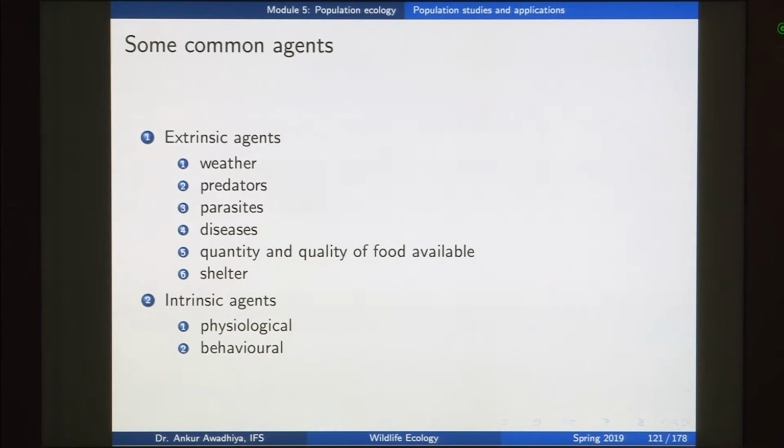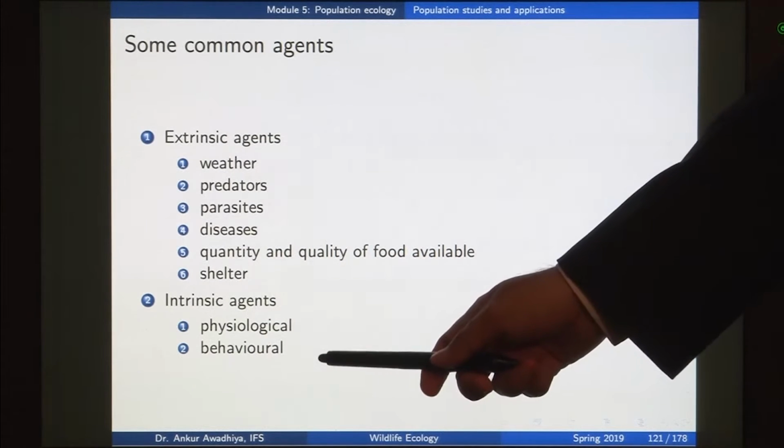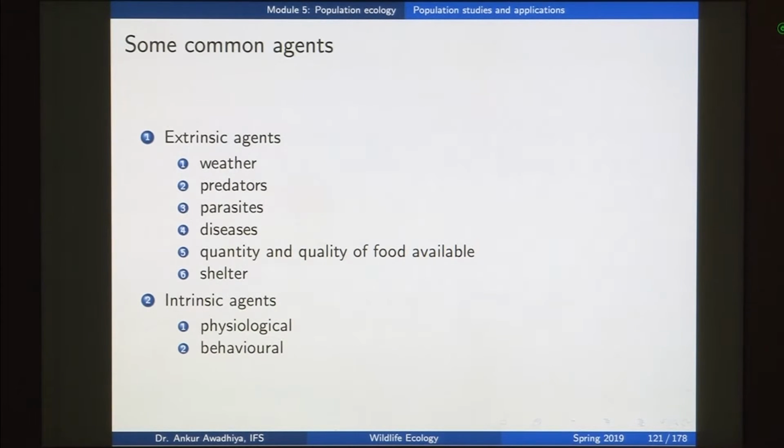Intrinsic reasons are things that are physiological or behavioral. Now, when we talk about a physiological reason, probably there was something in the shape of hormones that changed in the bodies of these organisms, because of which they were able to lay many more eggs.